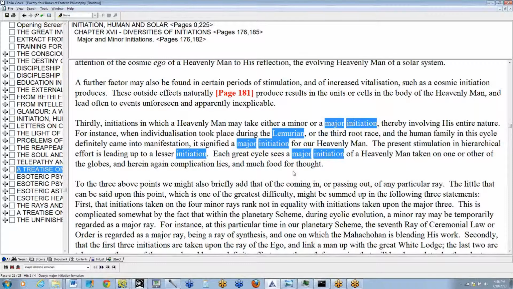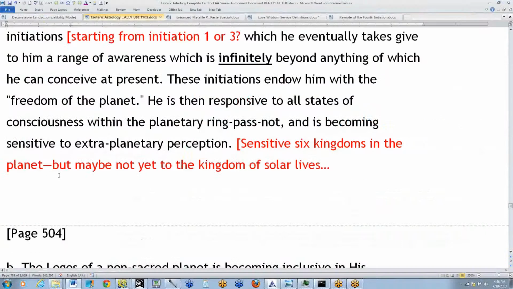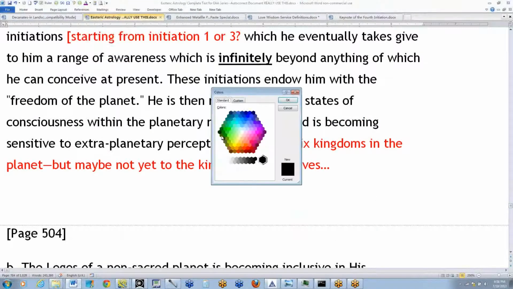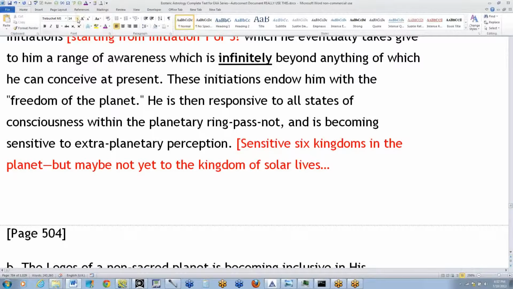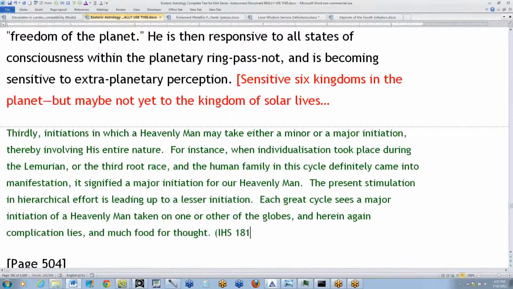The present stimulation and hierarchical effort is leading up to a lesser initiation. For each great cycle sees a major initiation of a heavenly man taken on one or other of the globes. And herein, again, complication lies and much food for thought. This would be worth copying to, it's page 181 of, let's copy this, and I'll try to go into a different color, maybe here green, and a smaller font, perhaps number 11. And this is Initiation Human and Solar 181.